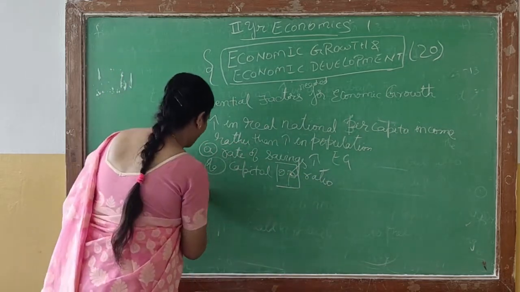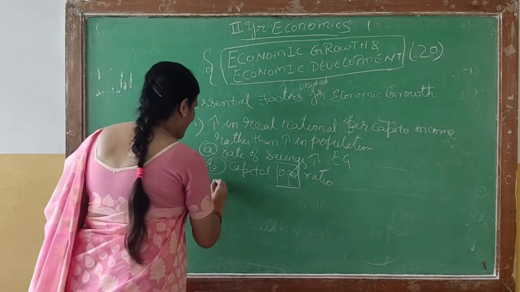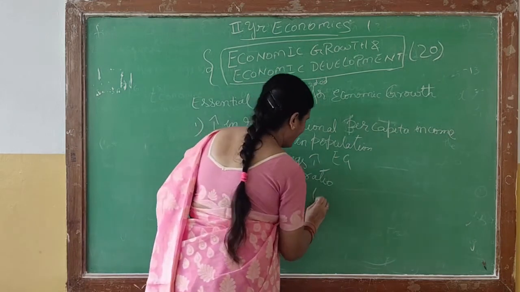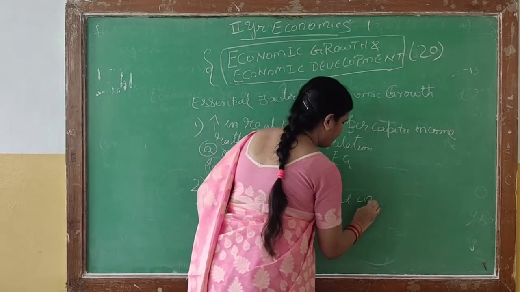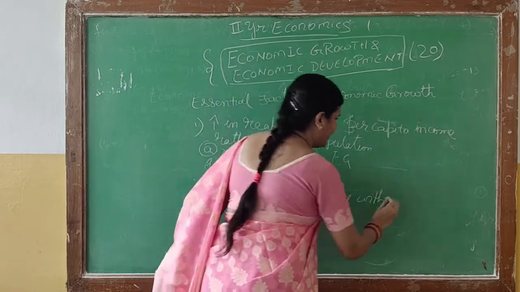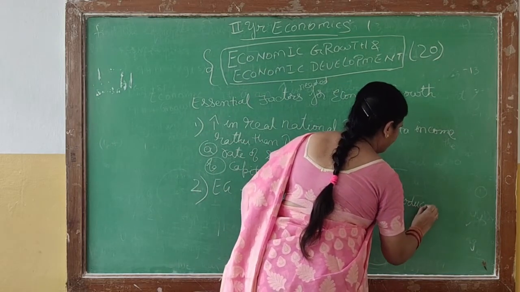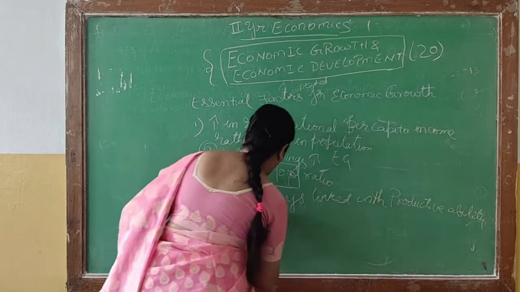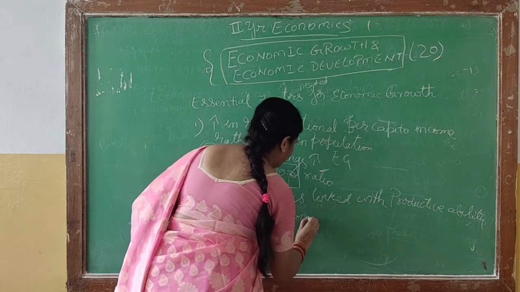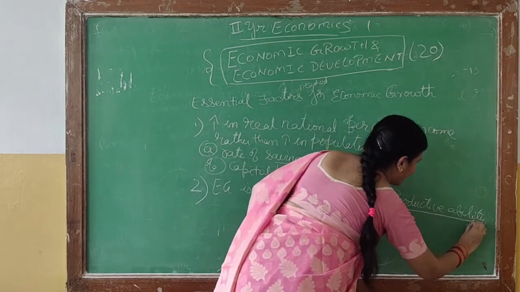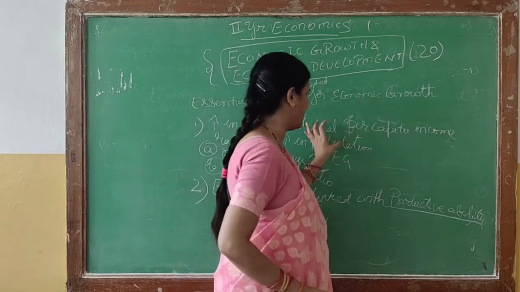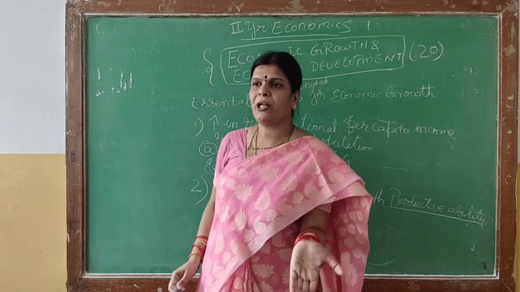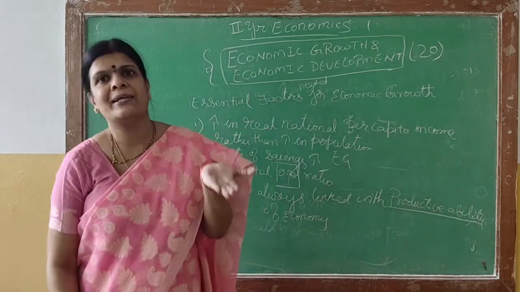The second essential factor is that economic growth is always linked with the productive ability of the economy. What is this productive ability? We have seen national per capita income. We will see what this productive ability is. Productive means production of goods and services.